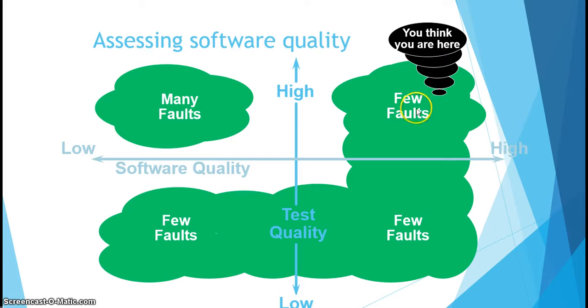You are thinking that you are there, but you could be here, which is your software quality is low and also your test quality is low. So, just because you did not find any defects or there were very few defects does not mean that your confidence on the application is very high. You have to ensure high level of test quality, thereby you will have a high level of software quality.